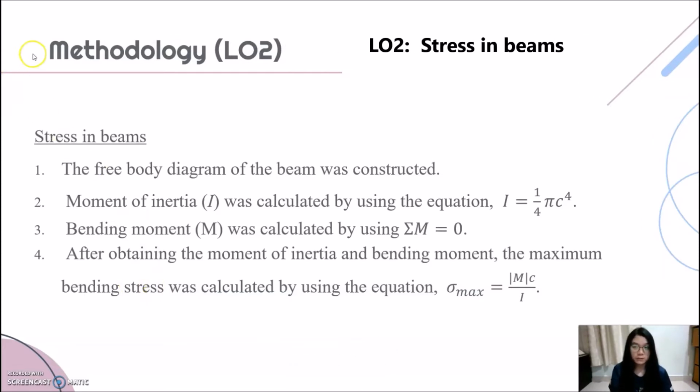Today I would like to talk about the methodology and assumptions of LO2, which is the stress in beams. First of all, the free body diagram of the beam was constructed, and then the moment of inertia I was calculated using the equation I equals 1 over 4 pi c to the power of 4. Then we use the formula sum of M equals 0 to calculate the bending moment M. After obtaining the moment of inertia and the bending moment M, the maximum bending stress was calculated using the equation maximum bending stress equals Mc over I.